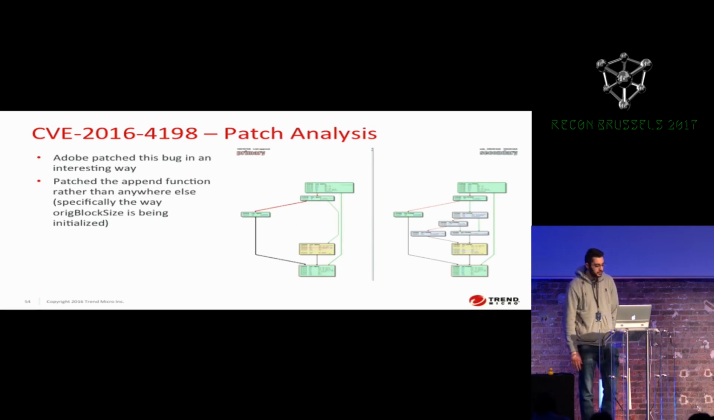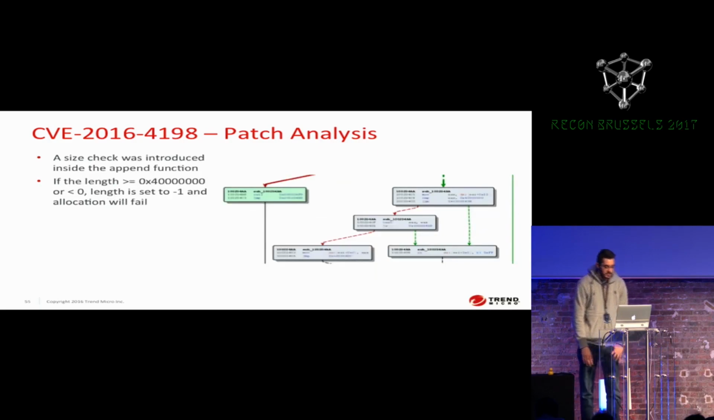All right, as for the patch, Adobe patched it in a really interesting way. Personally, I was expecting them to do some checks on the variable initially, but what they did is implement some checks inside the append function. They made sure that the value is in a certain range. If not, it's going to be set to a negative value, and then the allocation is going to fail. Basically, the check is whether the length is greater than 4000, or is a negative value. If that check succeeds, then fine. If it fails, it's going to be set to -1, and then the allocation just fails.